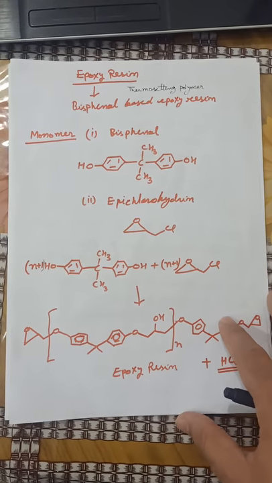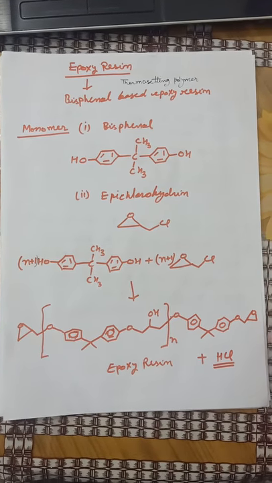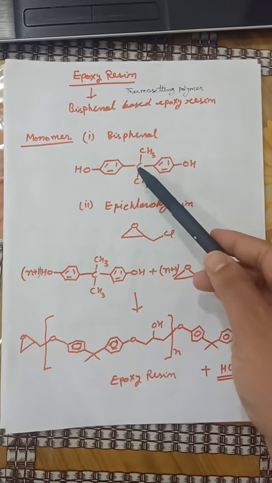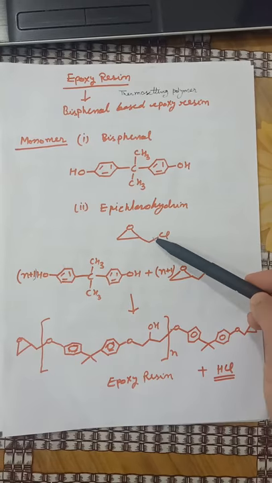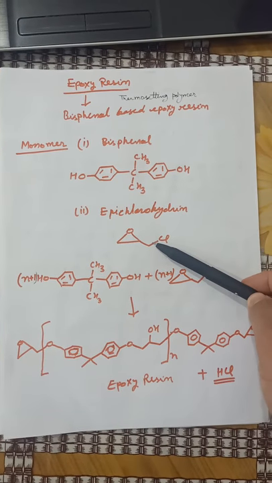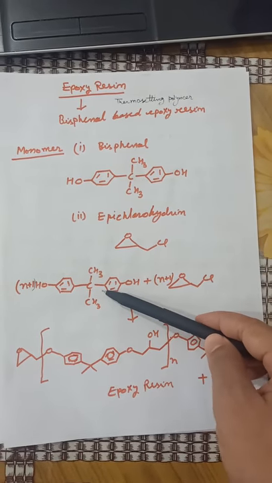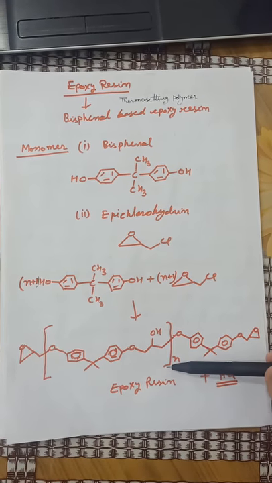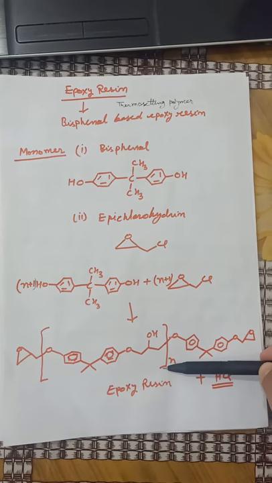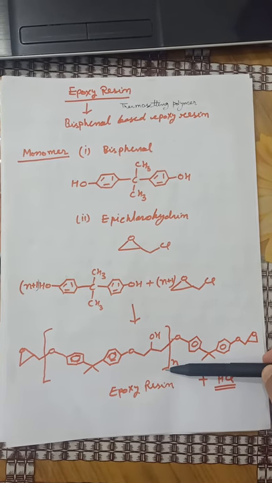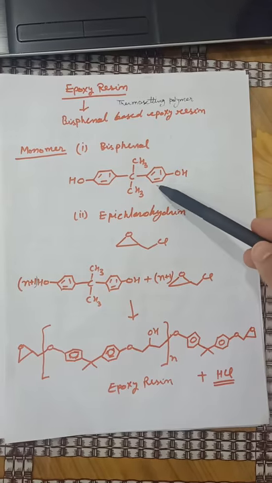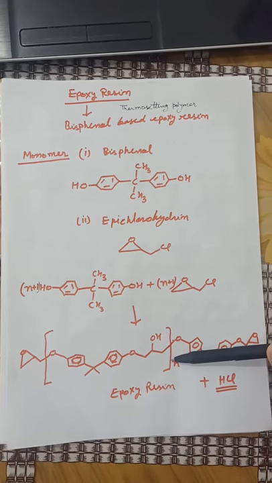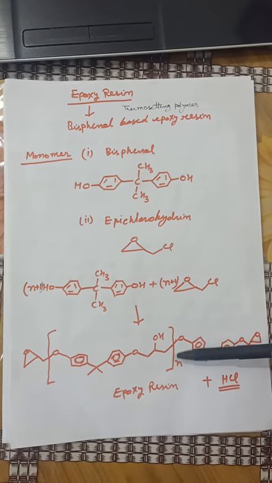And for this bisphenol based epoxy resin, we have bisphenol as one monomer and epichlorohydrin as the other monomer. This is the structure of bisphenol and this is the structure of epichlorohydrin. When bisphenol is treated with epichlorohydrin, it gives a polymer which is known as epoxy polymer or epoxy resin. Now since we are using two different monomers, it is an example of which one? Copolymer. It is a copolymer.